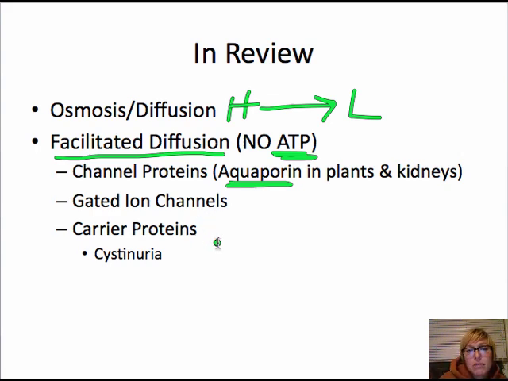And we had carrier proteins, which actually change their shape to move solutes from one side of the cell membrane to the other. And that concludes our video on facilitated diffusion.